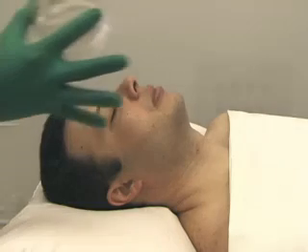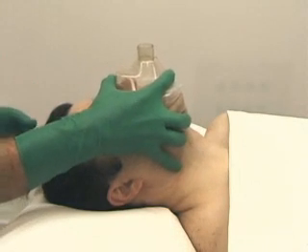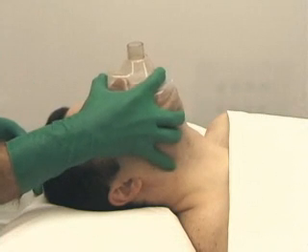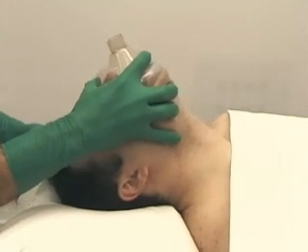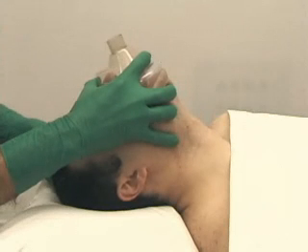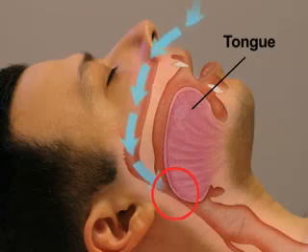The most common method to hold the mask consists of placing the thumb and index finger on the body of the mask, while the other fingers pull the jaw forward and extend the head. The middle and ring finger are placed on the ridge of the mandible, and the fifth finger is placed behind the angle of the mandible. The tongue is the most common cause of airway obstruction.